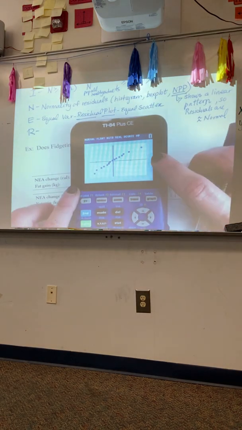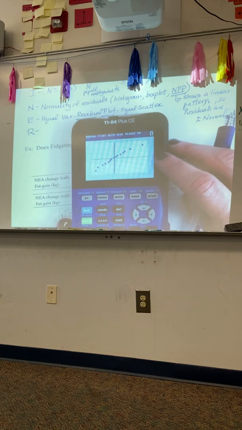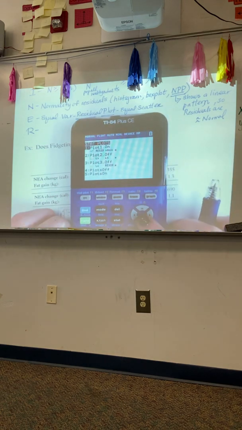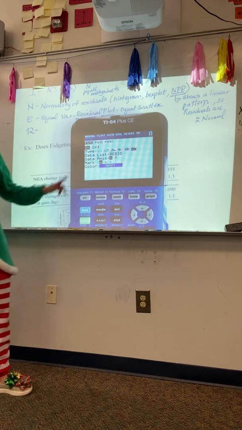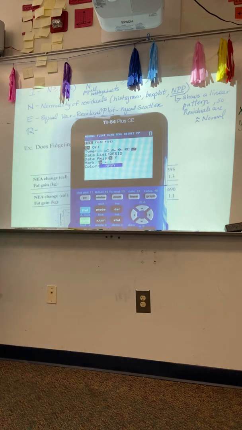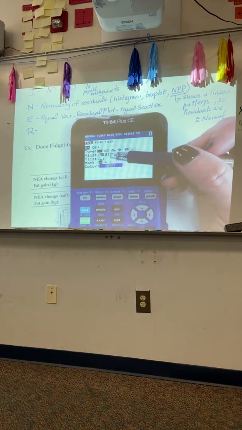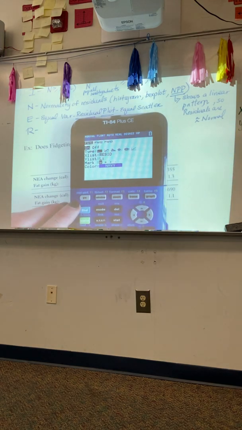All right, now we have to do a residual plot. Y'all ready? Second Y equals. And they have one on the paper for you. For the residual plot, you do a scatter plot, and it's L1 and resid. Scatter plot, it should say L1 and resid, just in case you don't remember that.